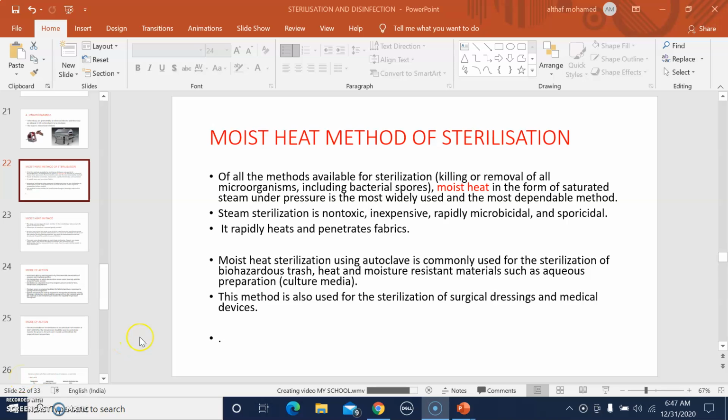Good morning all. So today's discussion we can move through moist heat methods of sterilization. Of all methods available for sterilization, the moist heat method, that is in the form of saturated steam under pressure, is the most widely used and most dependable method. Steam sterilization is non-toxic, inexpensive, rapidly microbicidal and sporicidal, and it also rapidly penetrates the fabric.